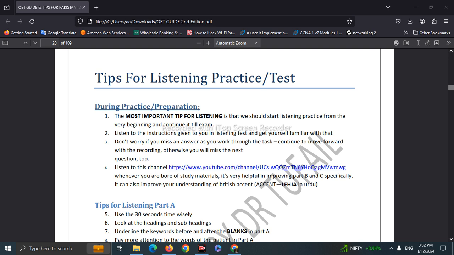In listening section A, there is mostly a conversation between a doctor and a patient. The blanks will mostly be a test, a diagnosis, a symptom, a medication, a follow-up, an allergy, or a vital. These are the blanks that will mostly come in the exam.